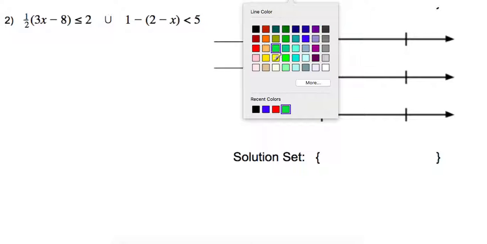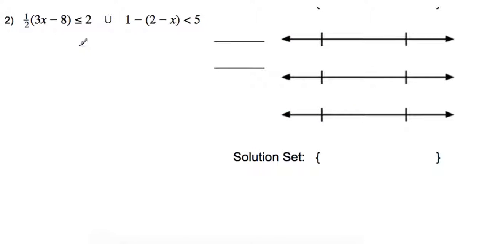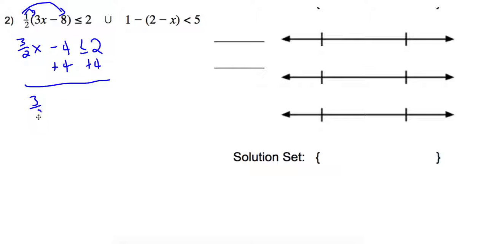Here is an OR inequality again. And this time, let's solve this one first. I can distribute the 1/2. And so I get 3/2x minus 1/2 times 8 is 4. So that's less than or equal to 2. We're going to add 4 to both sides. And I get 3/2x is less than or equal to 6.